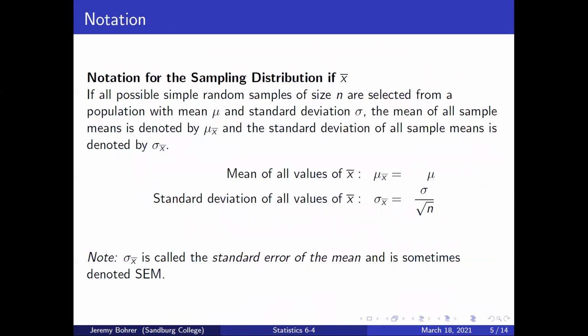If all possible simple random samples of size n are selected from a population with mean mu and standard deviation sigma, the mean of all sample means is denoted by mu sub x bar, and the standard deviation of all sample means is denoted by sigma sub x bar. The mean of all values of x bar is mu sub x bar, which is mu, and the standard deviation of all values of x bar is sigma sub x bar, which is sigma over the square root of n. Note that sigma sub x bar is called the standard error of the mean and is sometimes denoted SEM.